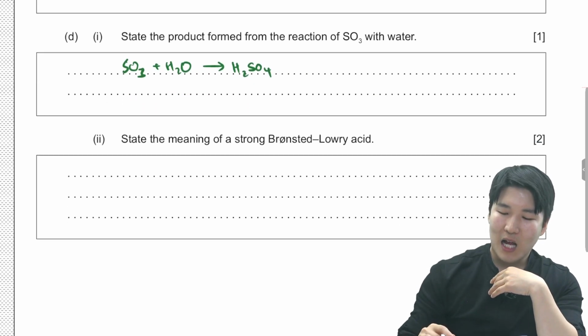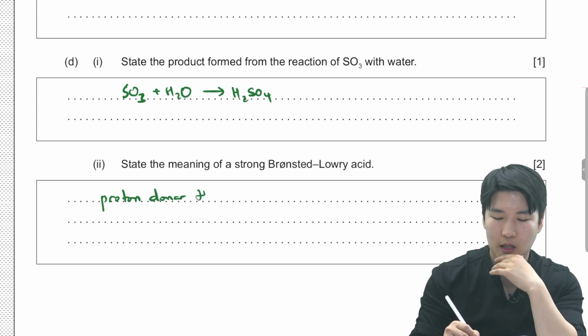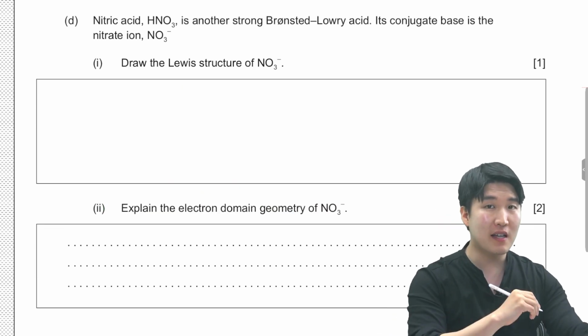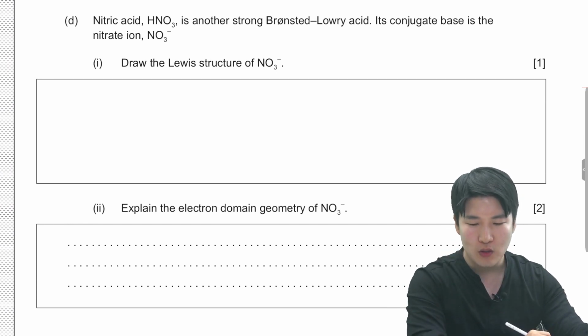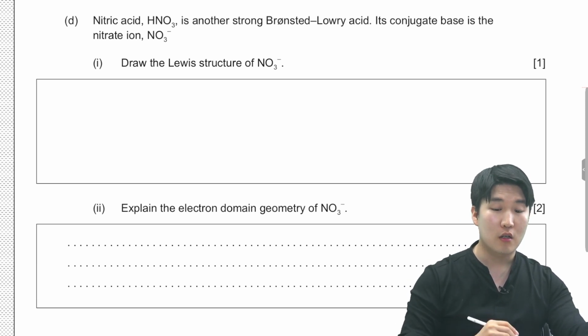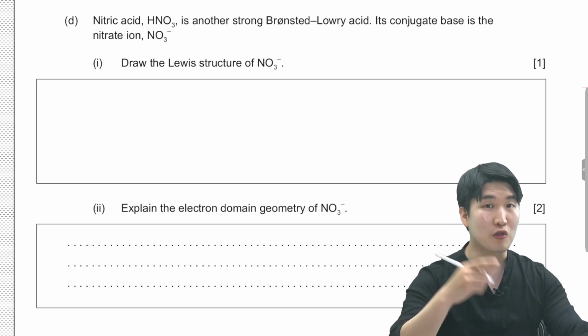A strong Bronsted-Lowry acid is a proton donor that completely dissociates, like HCl, like sulfuric acid, like nitric acid. Besides sulfuric acid, nitric acid is also a strong acid. We can draw the Lewis structure of nitric acid because it's the protonated form of the nitrate ion.